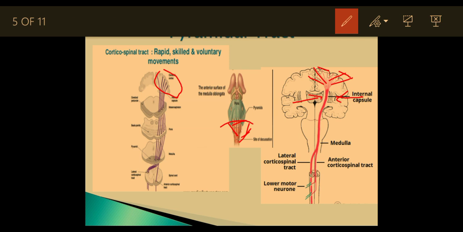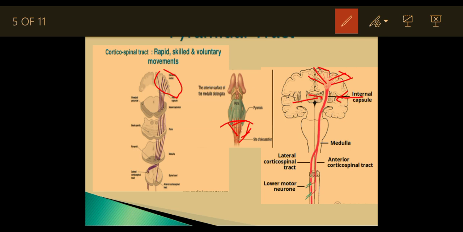It means that first it originates from the upper motor neuron nuclei, which are present in the primary motor area, premotor area, supplementary motor area, or sensory part of the cortex. Then it descends through the corona radiata and then the internal capsule. After that it descends through the structures of the midbrain and pons.